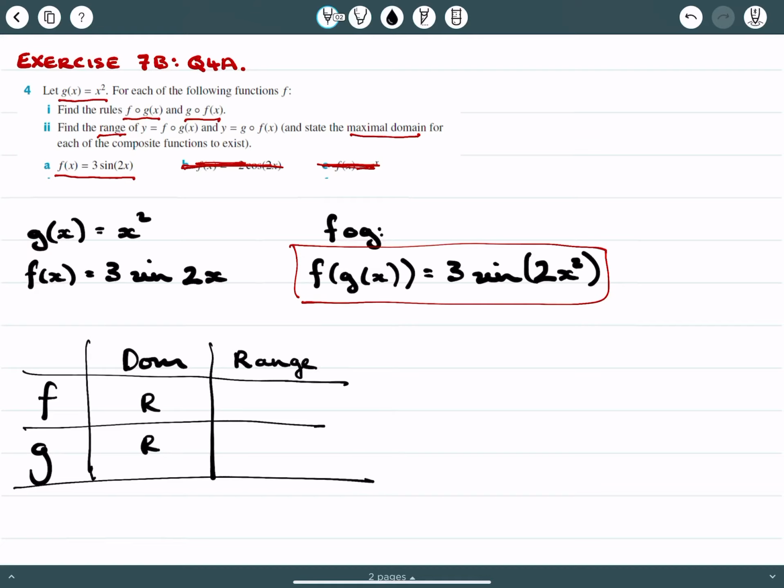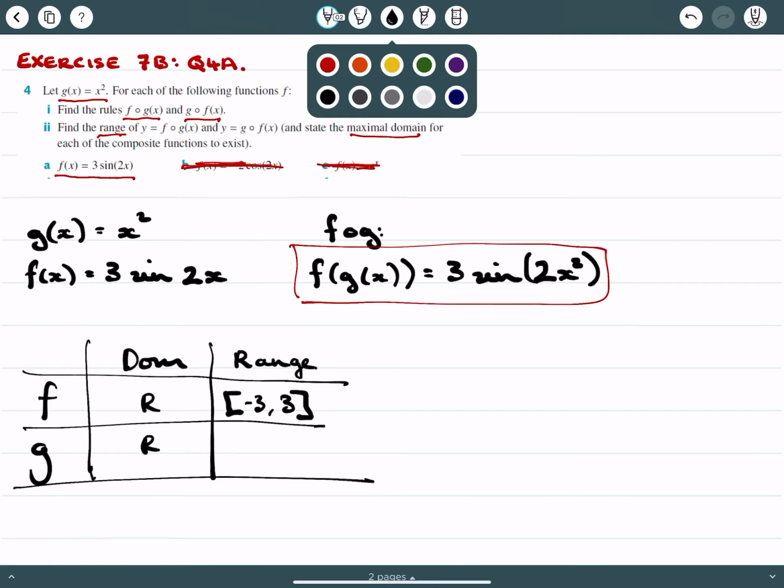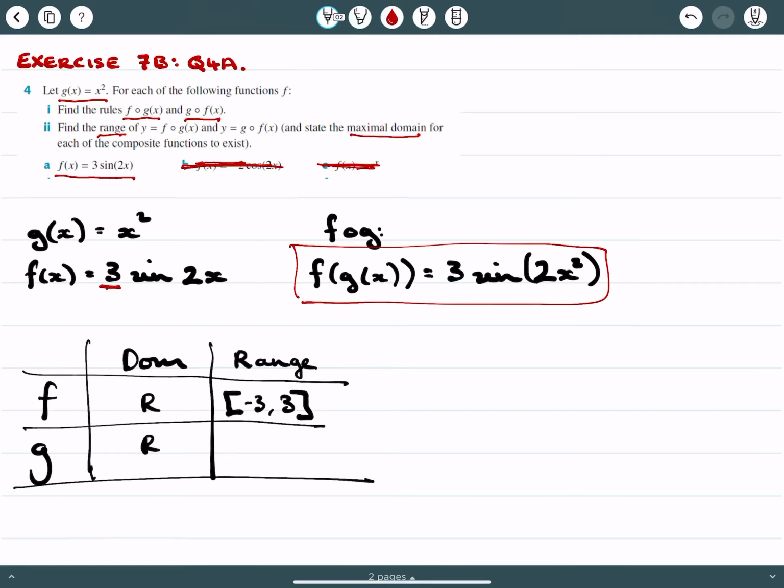If I look at f(x), my range for f(x) is going to run from -3 to 3, because it's a circular function with an amplitude of 3. Therefore my minimum value is going to be -3, and my maximum value 3. My range, however, for g, because g is x squared, is going to run from 0 to infinity.